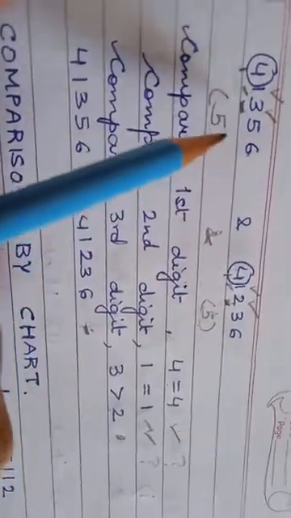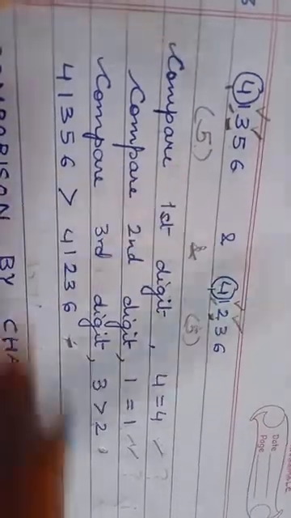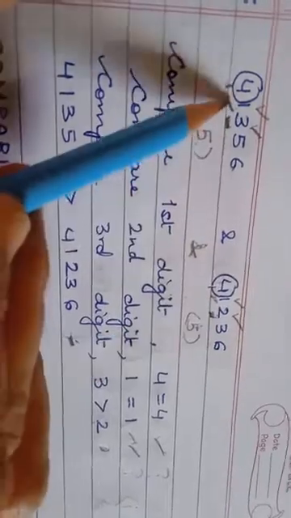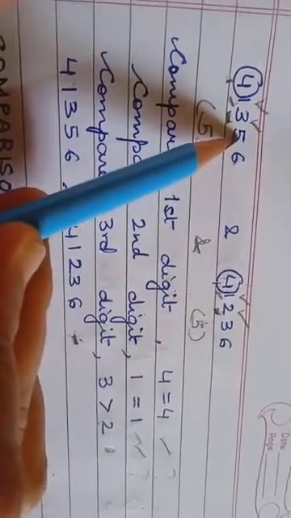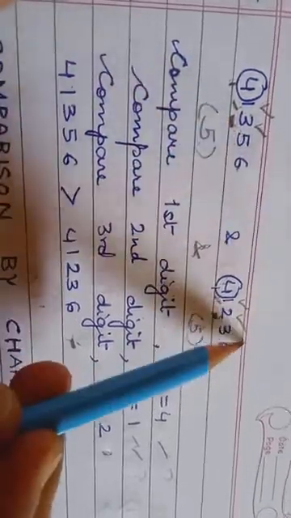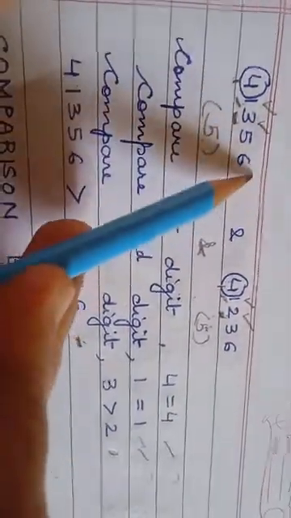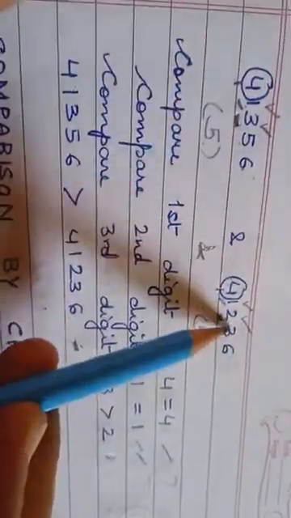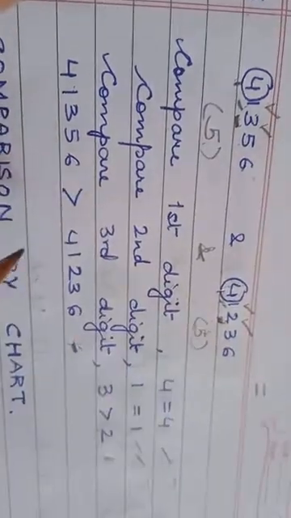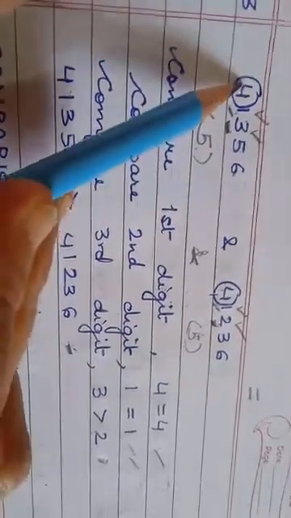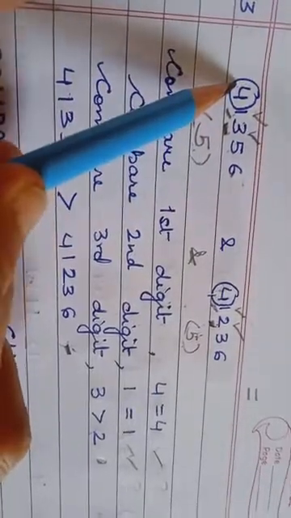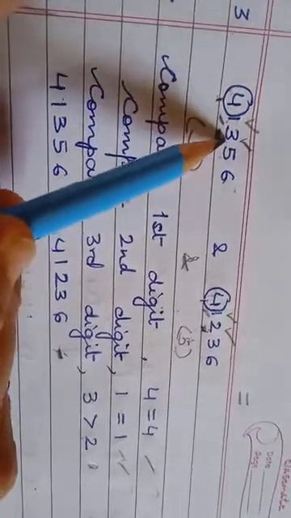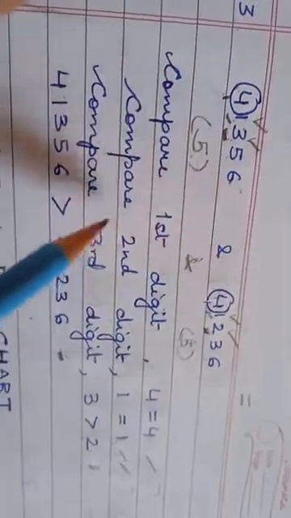But suppose a doubt comes in your mind: if here is 3 and here also 3, then what to do? Then compare the fourth digit. If fourth digits are also the same, then compare the fifth digit. If fifth digits are also the same, then we say that these two numbers are equal. Okay. So if the number of digits is the same, compare the first number. If the first number is the same, compare the second number. Similarly, if the second is the same but the third is not, you have a difference, then take a decision according to it.